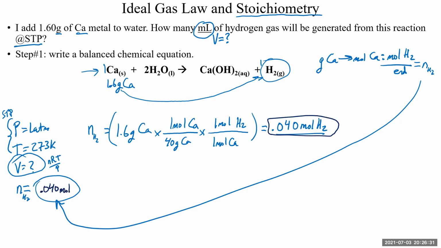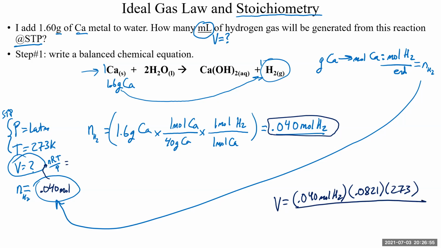0.04 moles. So then we plug 0.04 moles into N here. So we plug in our values. Volume is going to equal 0.040 moles of H2 times, again, times R. I'm going to stop writing all the other units because it's getting kind of long. 273 kelvins, all of that divided by our pressure, which is going to be 1 atmosphere. Well, that's easy. And so we take 0.04 times 0.0821 times 273.